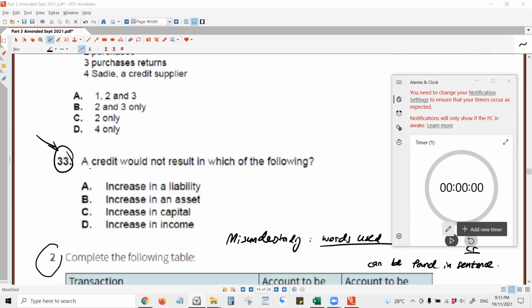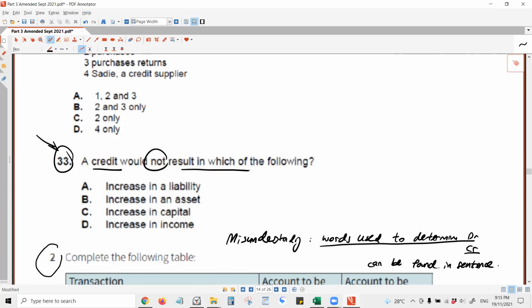Look carefully. Credit would not result in which of the following? Not. Increase in liability. Yes, a credit would result in an increase in liability, so the answer is not A. Increase in asset. Yes, credit would not result in an increase in asset. It should be a debit that increases an asset. So B is the answer. Increase in capital. Yes, a credit entry will make capital increase. A credit entry will also make income increase. So answer is B.